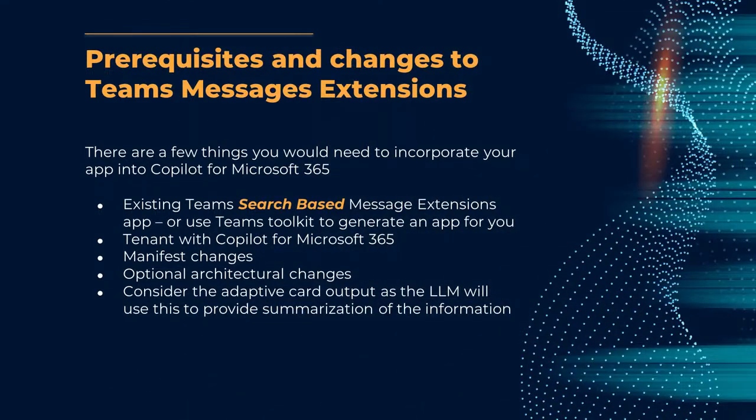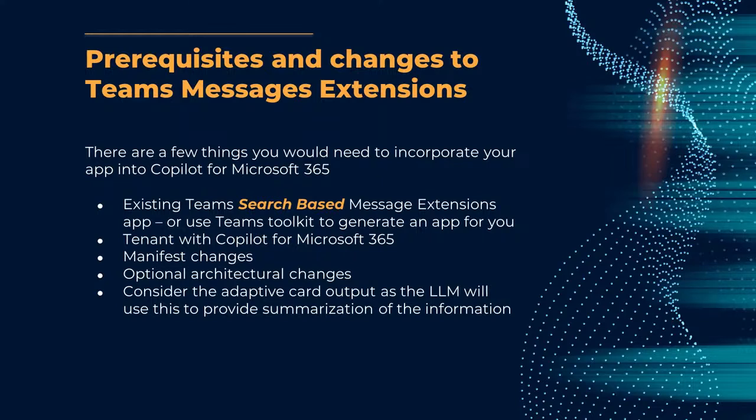So imagine now you've created a Teams Toolkit based project or a message extension for Copilot. You may already have an existing one, and that's okay, but what would it take you to transform the message extension to something that Copilot can understand and surface results from the user's prompt? There are a few things you would need to incorporate into your app to get Copilot to be responsive.